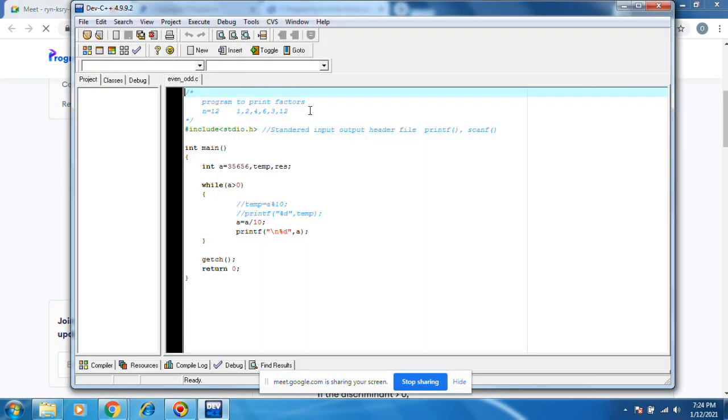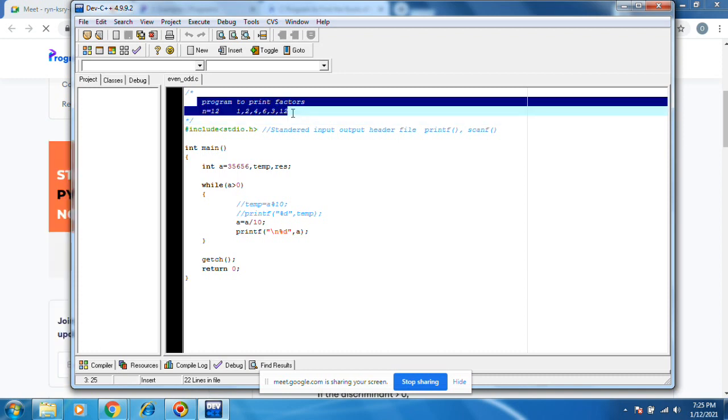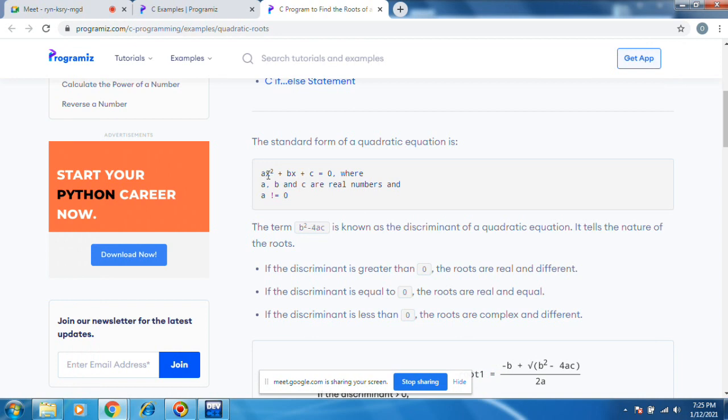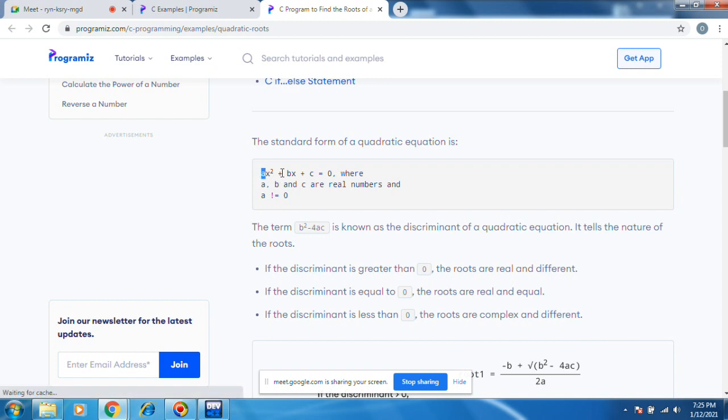Ideally, you can write something like 3x square plus 2x plus 5. This is something equals to 0. It should be equal to 0. This is the x square, what is the first value? The a value. This is the b value. The c is the constant. Equal to 0 means the equation.